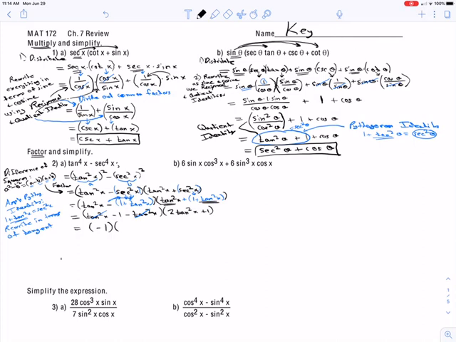Times 2 tan squared x plus 1. As we distribute, we multiply the -1 through. Right, we get -2 tan squared x minus 1 as we look at it in simplest form. All right, so there's our simplified expression.